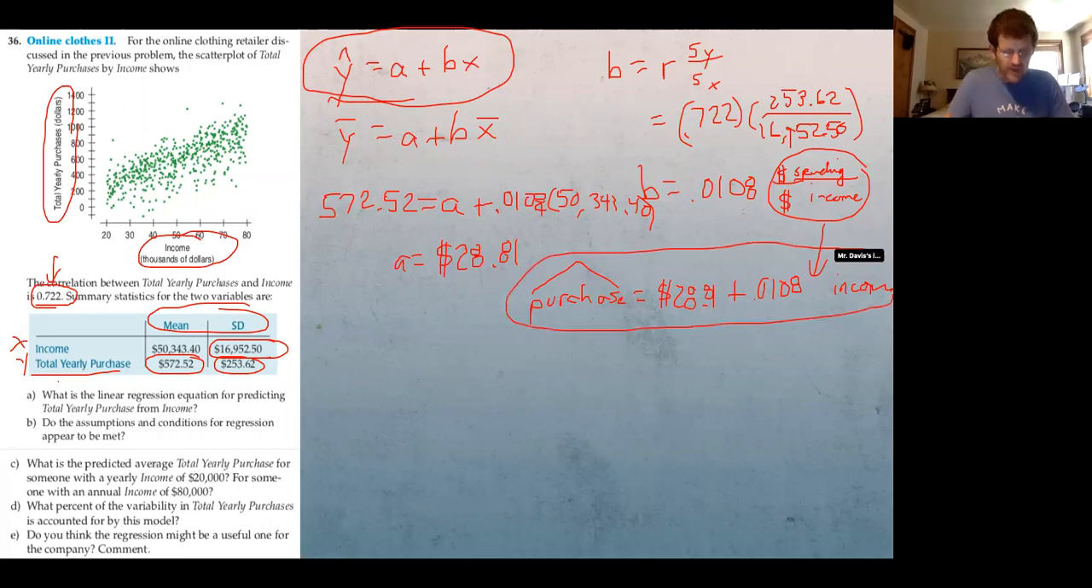Okay, the next question. This is just a conceptual one. We would want to write a sentence if this is an FRQ, but do the assumptions and conditions for regression appear to be met? I just listed 4 of them. I don't expect you to have that memorized just yet, but I'll run through it real quick. Do we have quantitative variables? Well, income and yearly purchases are both quantitative, so yes. Do we have a linear scatter plot? It sure looks linear to me, so I think we've met that one.